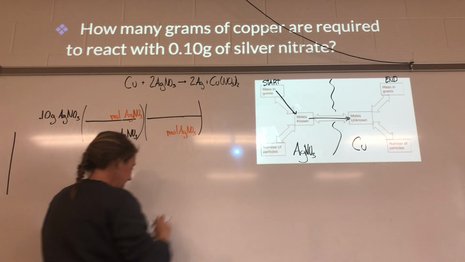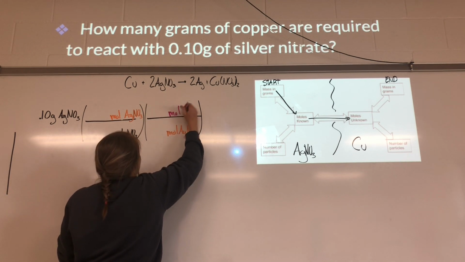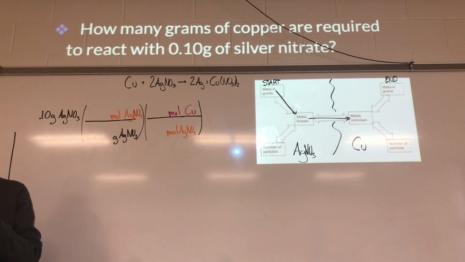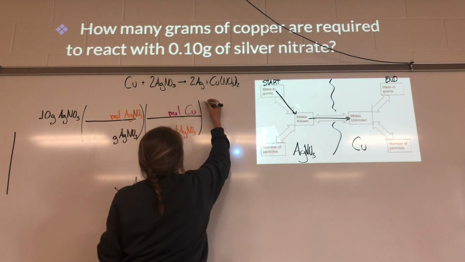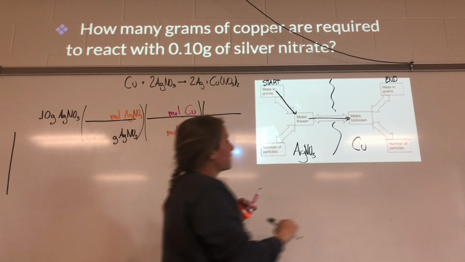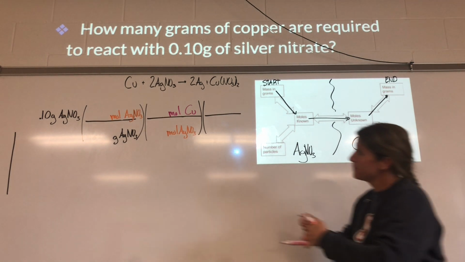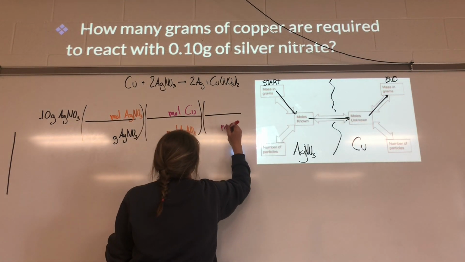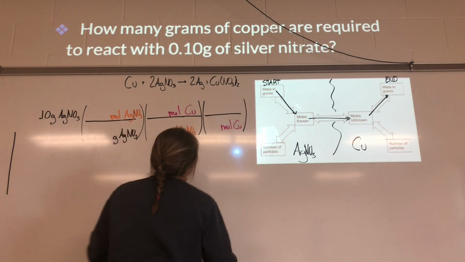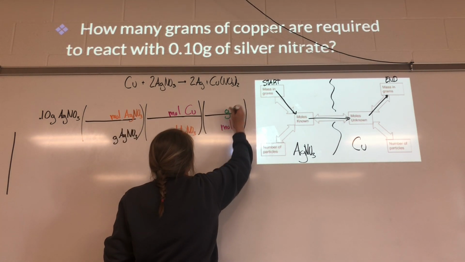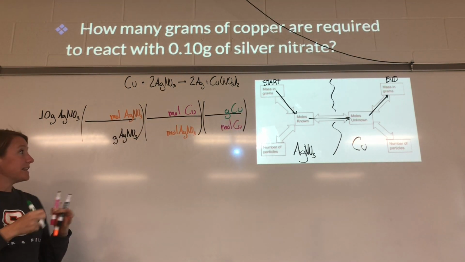And I'm changing that into, let's get a new color here, moles of copper. Okay, so there's step 2. And step 3, we're going to go from moles of copper into grams of copper. So diagonal pattern, moles of copper, and then I'm changing it into grams of copper. Okay, now we have our setup.